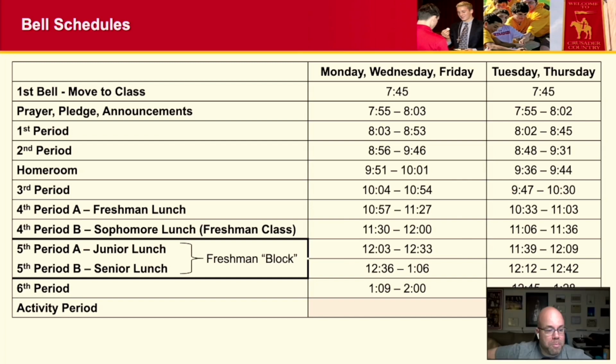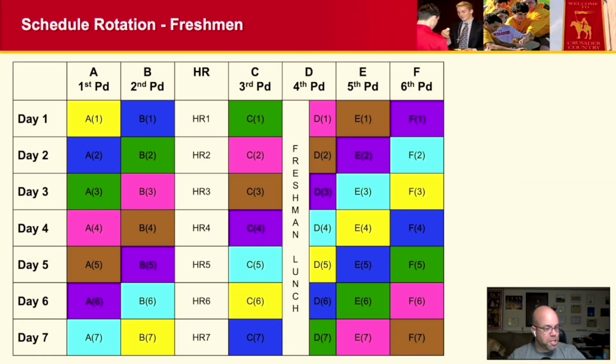Okay? It can get a little confusing. Once you go through the cycle once, it all of a sudden becomes much clearer. This is what it looks like in terms of the rotation. Now, if you notice, you're going to start on Friday the 8th. We're going to run, on Monday the 11th, a day 1 schedule, so you go periods 1 through 6.